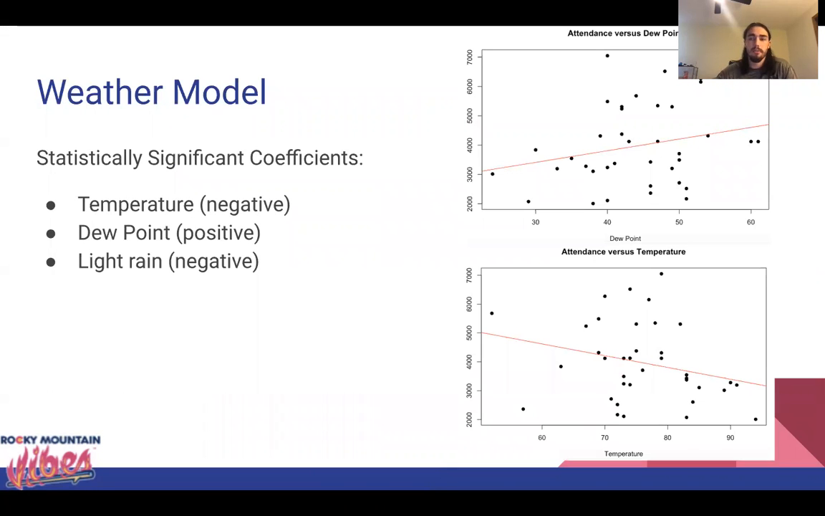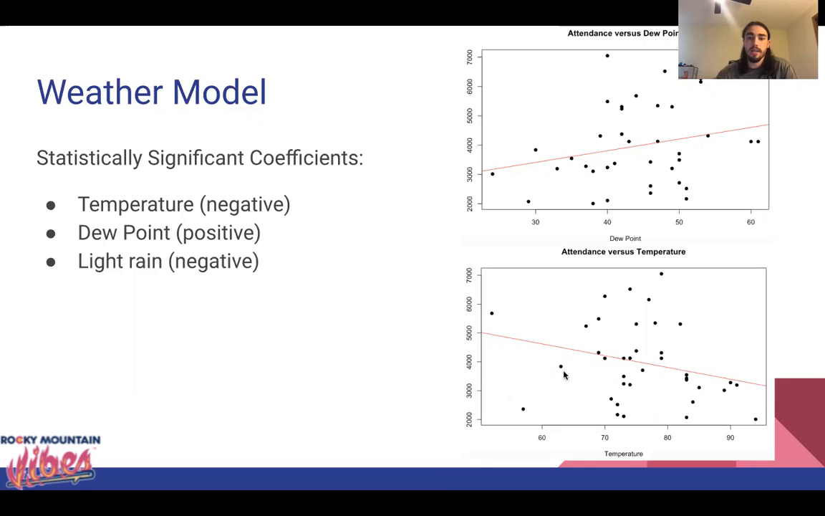Next was weather. Three came back statistically significant. Temperature, which was negative, dew point, which was positive, and then light rain. I chose not really to look at light rain because there was only one observation for this dummy variable, and I didn't feel that was enough to really make a conclusion on something.